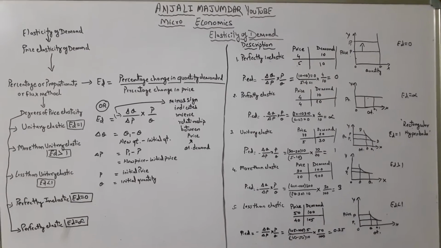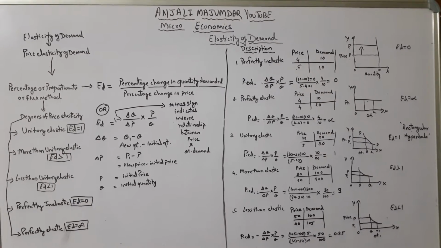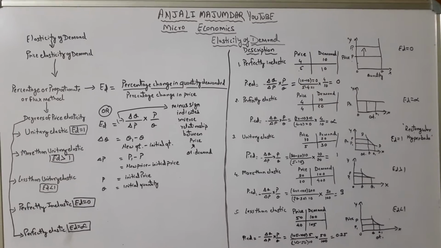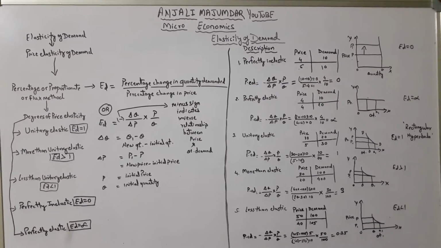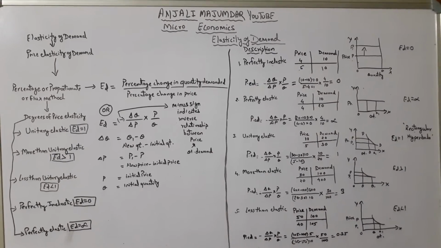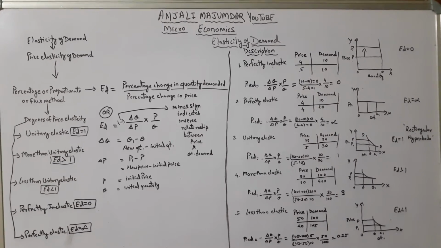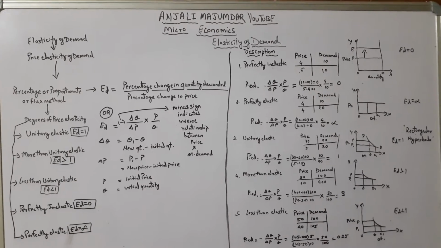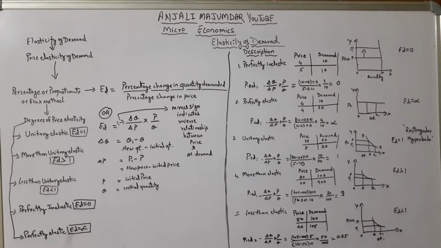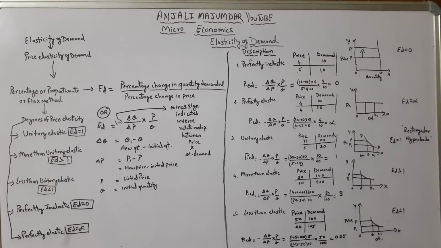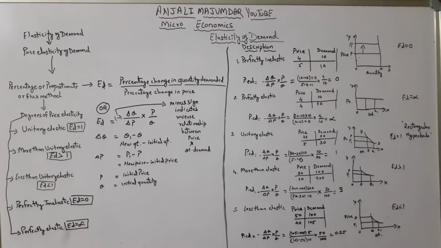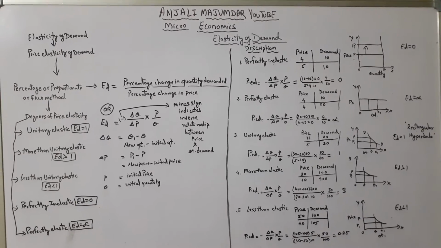delta Q upon delta P. So the formula for this is new quantity minus old quantity. Here new quantity and old quantity both are 10. So 10 minus 10 gives you 0. And new price is 5 and old price is 4. So 5 minus 4 gives you 1. Multiplied with original price, which is 4, and original quantity, which is 10. So in that you will get the answer 0. Therefore, it derives the value of 0.